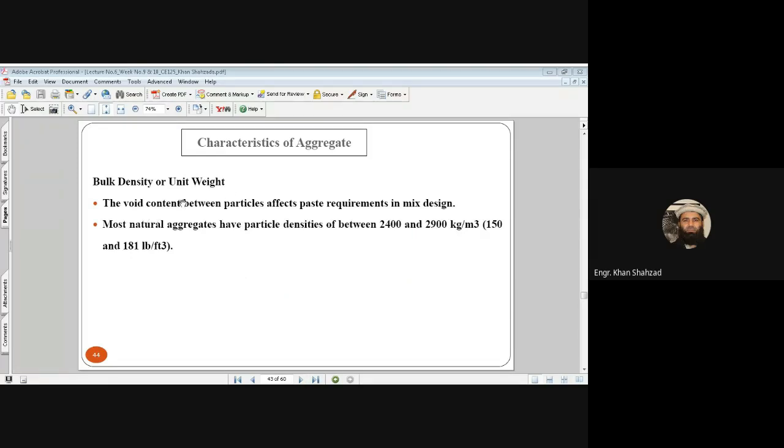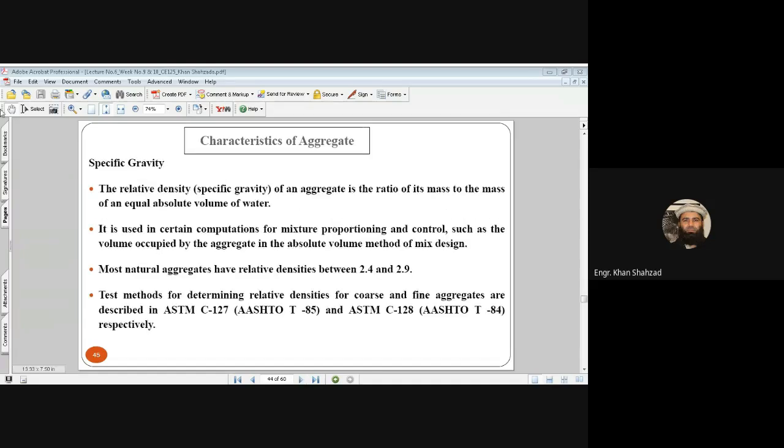Bulk density or unit weight. The void content between particles affects the paste requirements in the mix design. Most natural aggregates have particle densities of between 2400 and 2900 kilogram per cubic meter or 150 and 181 pounds per cubic feet.